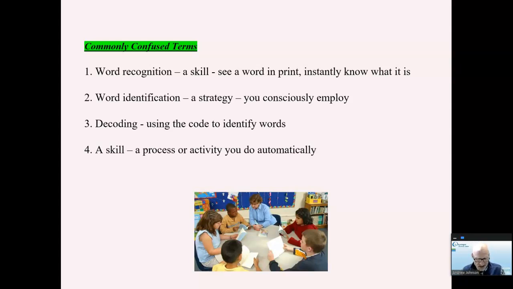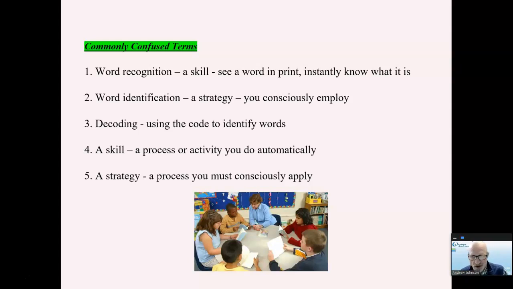As I said, a skill is a process or activity you do automatically without thinking about it, whether it's golfing or wrestling or reading. You don't want to think about it if you want to perform at your optimal levels. We want students to be able to recognize most words automatically and use as few letter and context and syntactic clues as possible. And as I said, a strategy is a process you must consciously employ. I don't recognize this word. I need to employ some strategy.